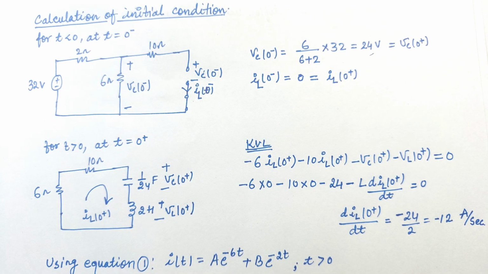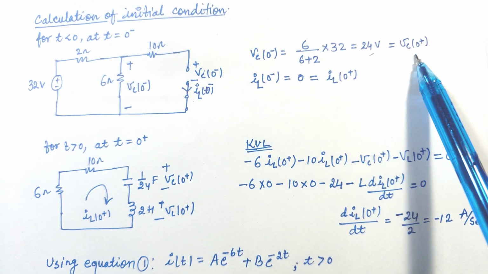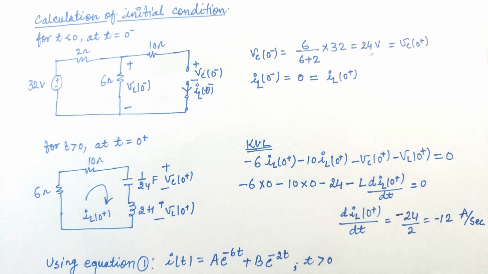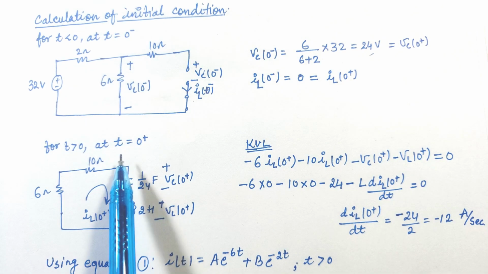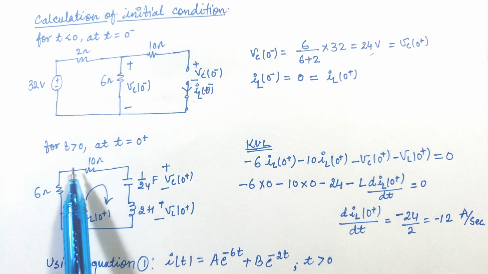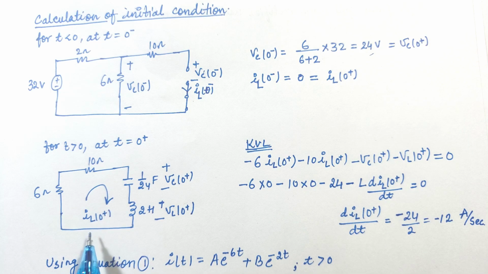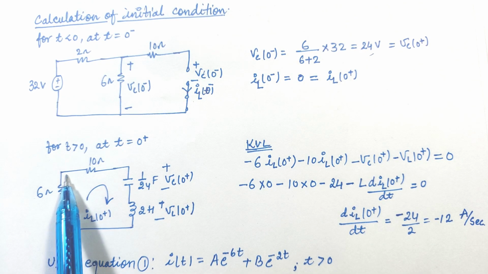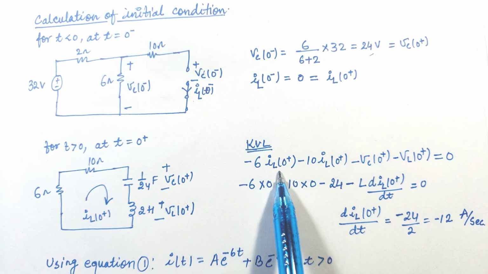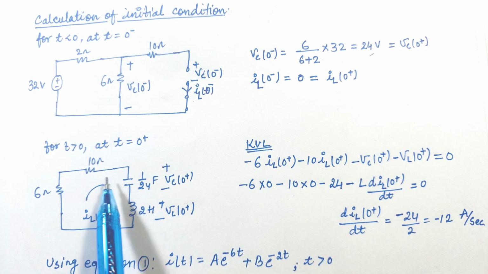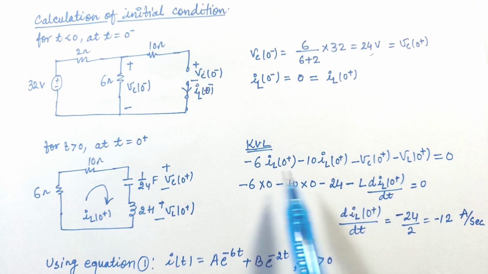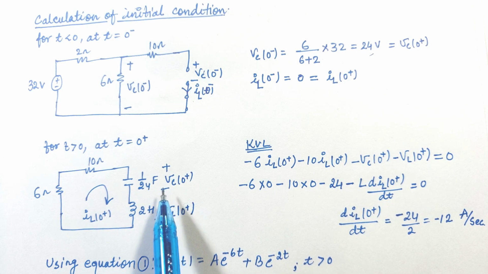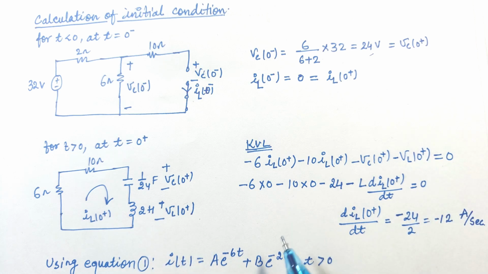As we know that a capacitor and inductor do not change their values instantaneously, so vC(0-) = vC(0+) and iL(0-) = iL(0+). Now for t > 0 seconds, at t = 0 plus, if we draw the circuit, then the circuit will be like this. If we write KVL in the circuit, the current iL(0+) is flowing through these two resistances, that is -6 iL(0+). The current iL(0+) is flowing in this 10 ohm, so -10 iL(0+), minus vC(0+), the capacitor voltage, and minus vL(0+), the voltage across the inductor, equal to 0.